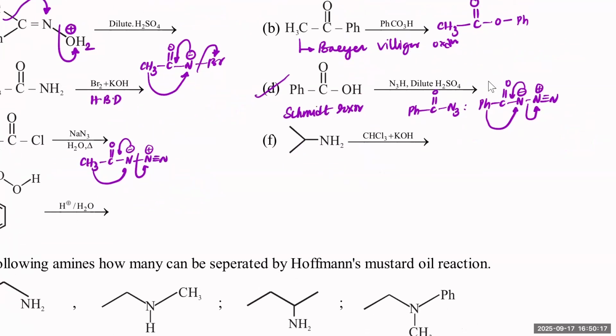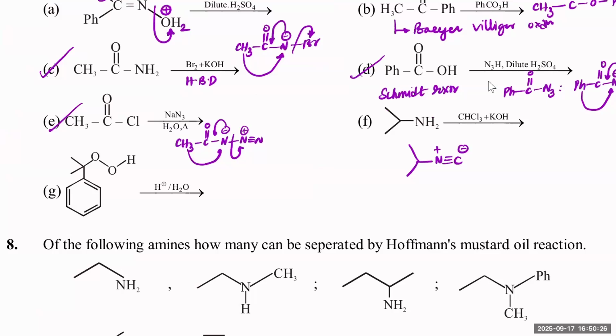And lastly, here we have carbylamine test. Here we will always get N triple bond C. So here there is no nitrene formation as such. Okay. And last one, this is cumene peroxide reaction.